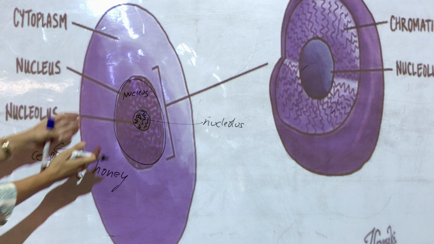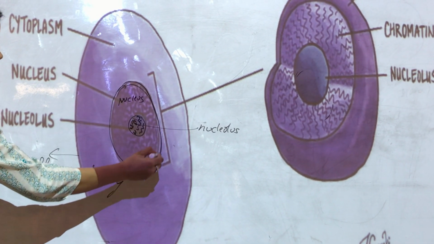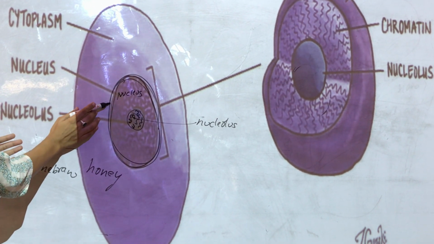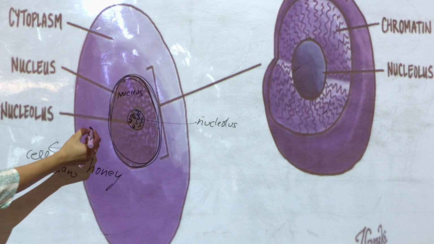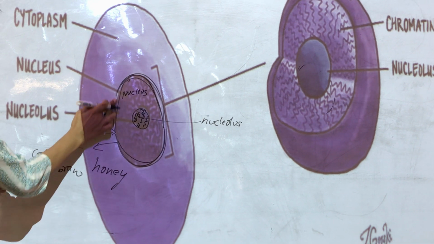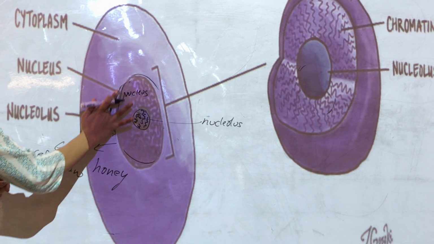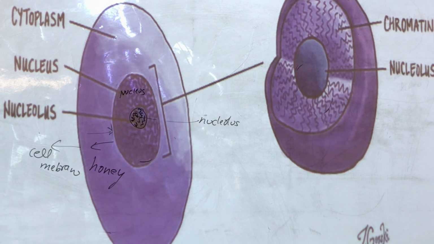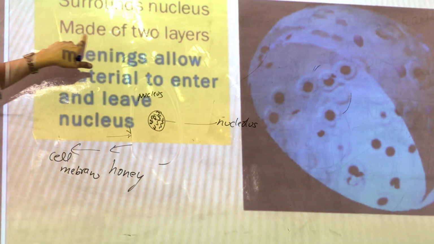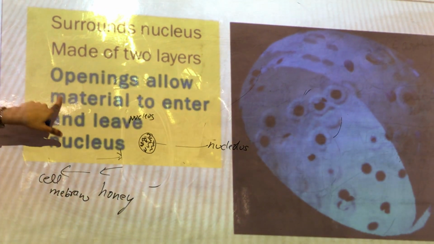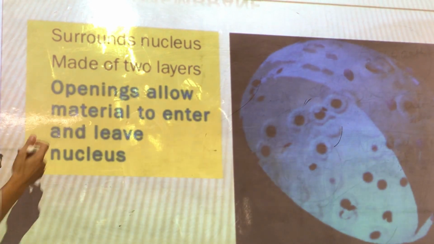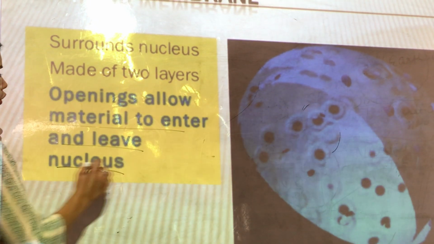Now if you will see this nucleus, it has this outermost covering which is known as nuclear membrane. This nuclear membrane is very important because it helps in the movement of materials in and out of the cell. If there will be no nuclear membrane, then all the things of the nucleus will scatter out in the cell. So that is the role of nuclear membrane, and it is porous in nature. It surrounds the nucleus and is made of two layers. Openings allow material to enter and leave the nucleus. So this nuclear membrane actually allows specific material to enter and leave the nucleus.